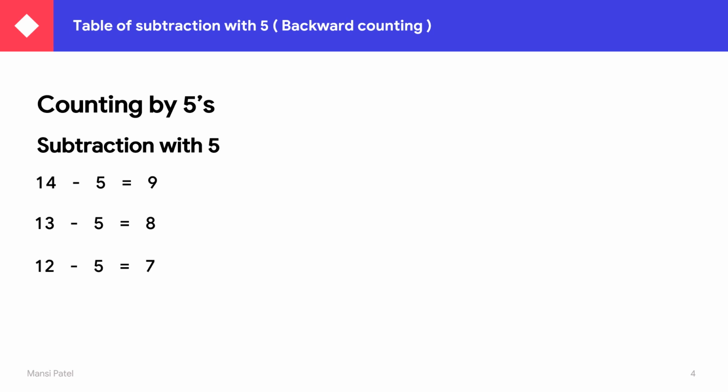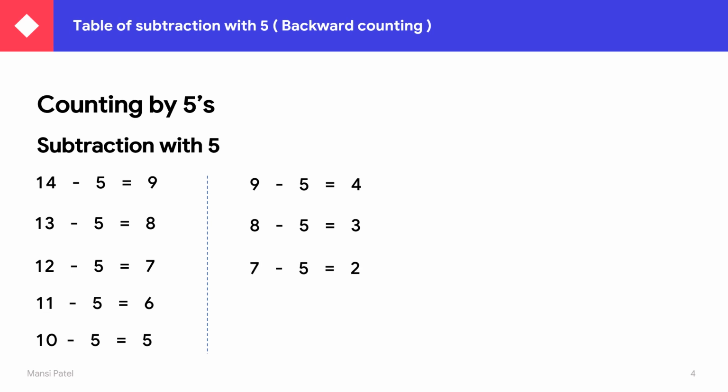12 minus 5 is equal to 7. 11 minus 5 is equal to 6. 10 minus 5 is equal to 5. Then 9 minus 5 is equal to 4. 8 minus 5 is equal to 3. 7 minus 5 is equal to 2. 6 minus 5 is equal to 1. And then 5 minus 5 is equal to 0.